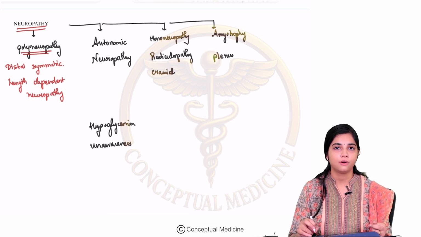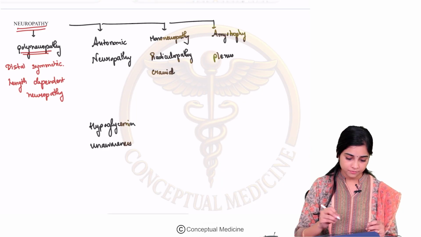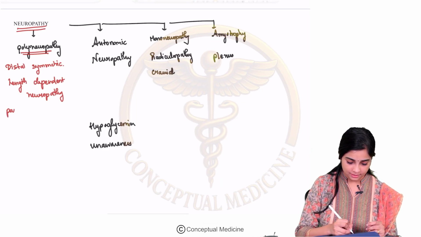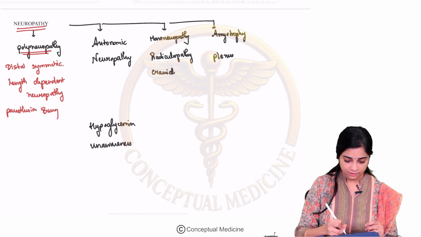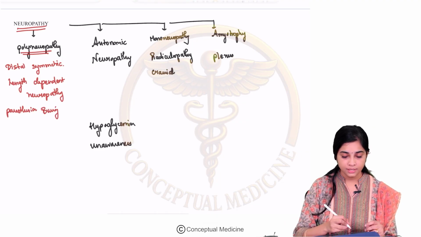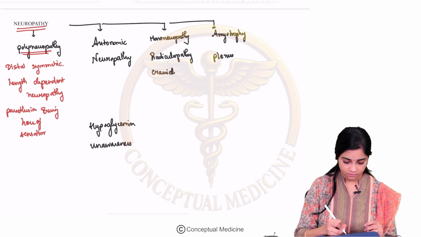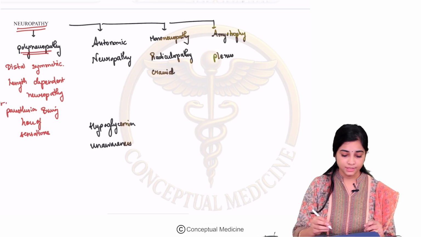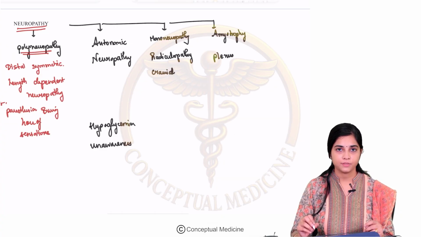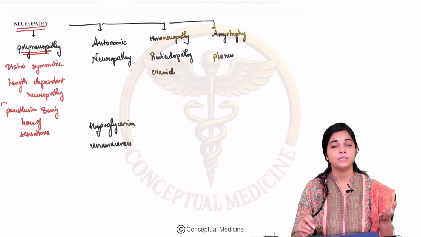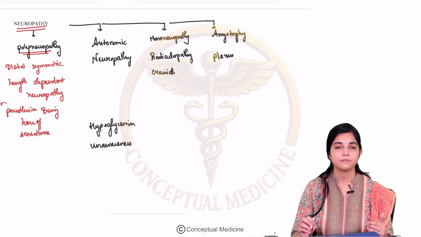So what is the meaning of that? The basic symptoms with which they present are paresthesia or burning sensation in the feet, and if it becomes severe and progressive, then there can be loss of sensations as well. What is the meaning of distal symmetric? Distal symmetric means it predominantly involves the distal portions, especially your feet and hands, and it is symmetric in nature. Both the feet and both the hands will be involved.